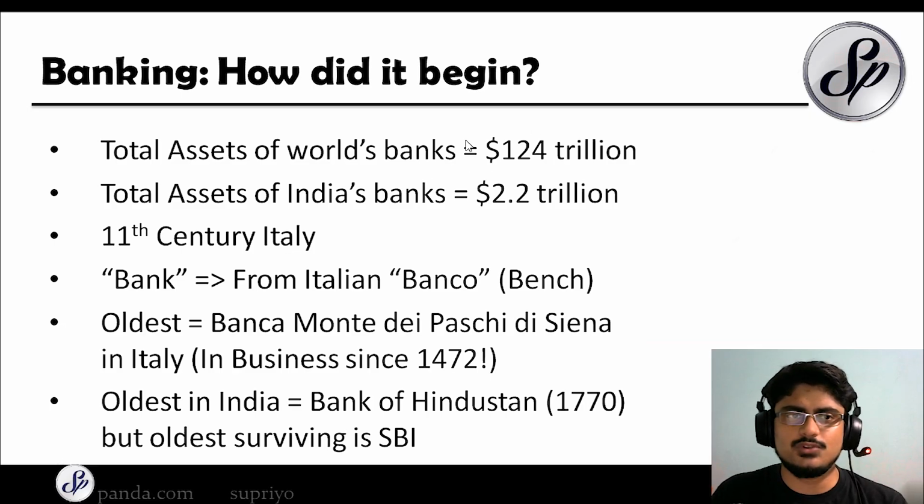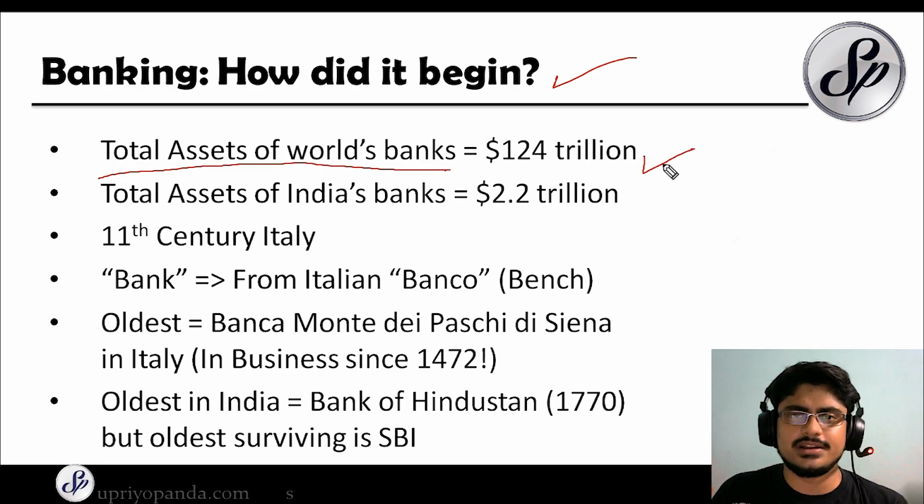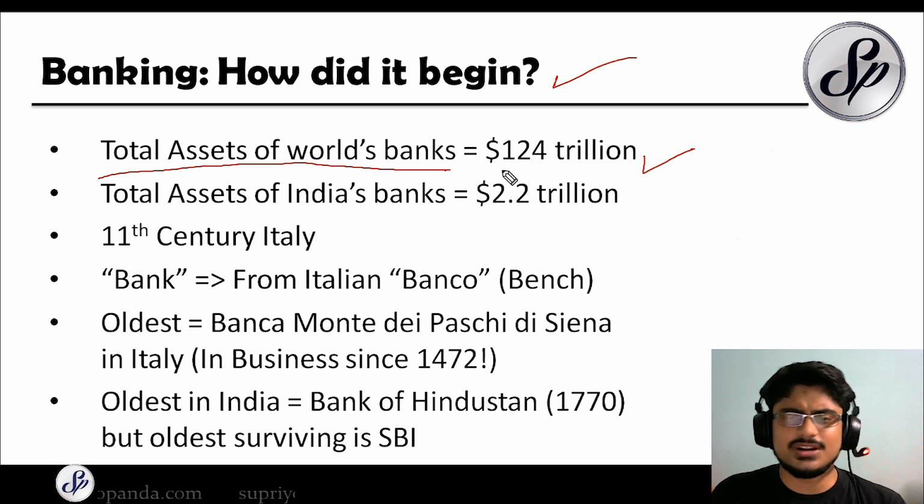And now we have to understand, how did banking actually begin? So how did it begin? We have to look at it internationally first. So the total assets of the world's banks, what is the total assets? It is around $124 trillion. Now this is towards the beginning of 2019. So right now the figure can be a little bit higher, but roughly it is $124 trillion.